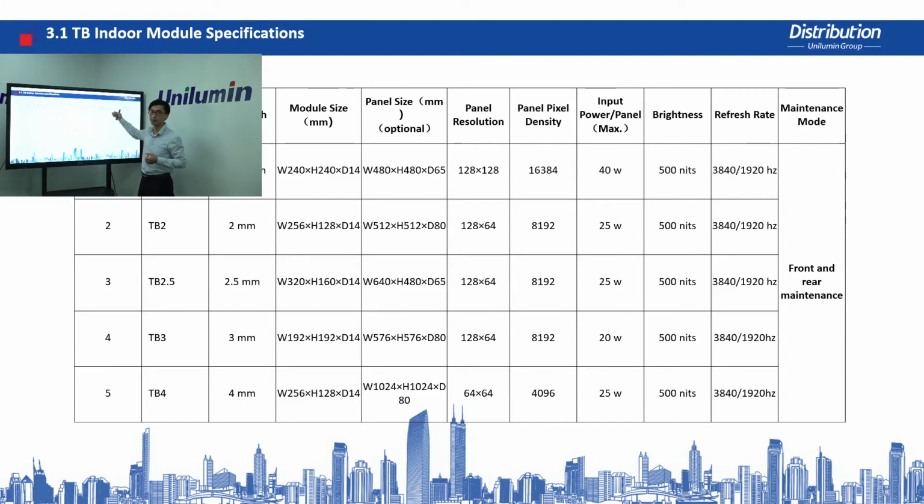And then for the brightness, we all care a lot about the brightness. All of them are 500 nits. And for the refresh rate here, we have high and low options. Normally, we have 1900 for the standard. But especially for the other high-end commercial places, they need 3800 and above. We can also offer that to you. And then for the maintenance mode, we have the front and rear maintenance. For some places, the customer prefers the front maintenance, but for the others, they like the back maintenance. That's also friendly for the user.